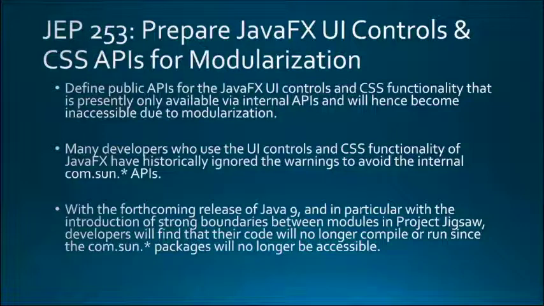So what they've done initially is they are now giving you warnings. With the forthcoming release of Java 9, there are strong boundaries between modules and Project Jigsaw. So developers will find that their code will no longer compile or run since the com.sun packages will no longer be accessible. And this doesn't just apply to JavaFX. This really applies to anything in Java 9, but it is more significant with JavaFX and some of the older J2EE and even networking classes. They found that some of the com classes for communication and the net classes were being overwritten so people could actually write their own protocols to send information across the web or across servers.